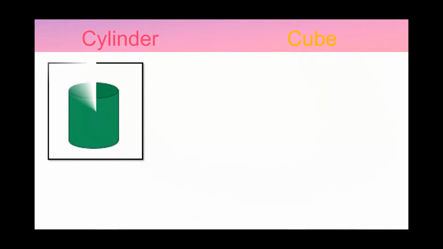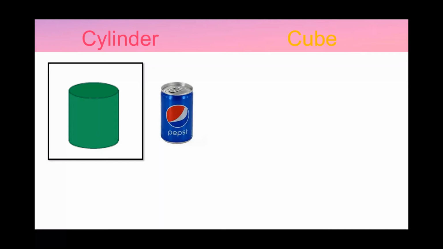Now, here we have a cylinder. Can you think of any object that looks like a cylinder? Yes, there are many things that look like a cylinder in your house. You can find a trash can, a box of chocolate, or a can. Yes, a soft drink can.